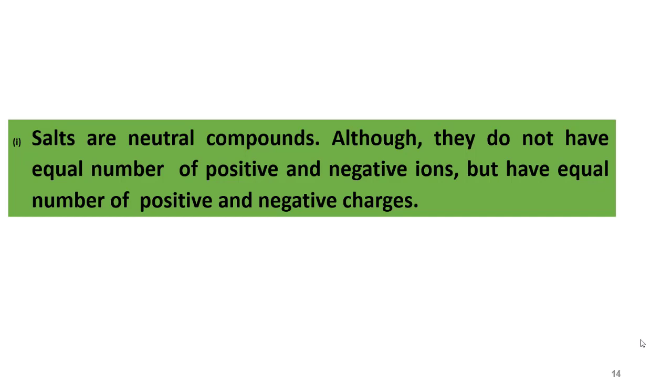Similarly, in sodium chloride, you know that the formula of sodium chloride is NaCl. It has +1 charge on sodium and -1 charge on chlorine. It has one positive ion and one negative ion. But the charges are equal. On sodium +1 charge and in chlorine -1 charge. So the charges on the ions are same. That is why the salts are neutral. So these were the few properties of salts.